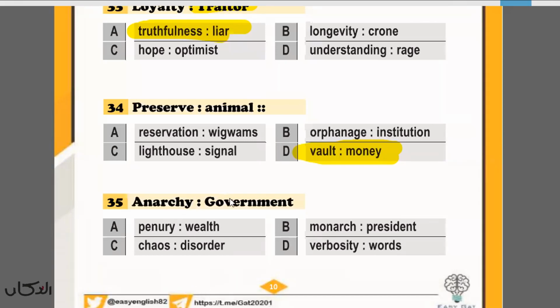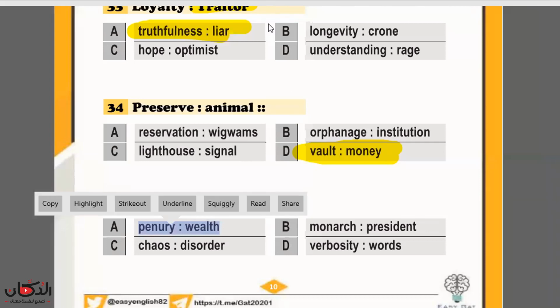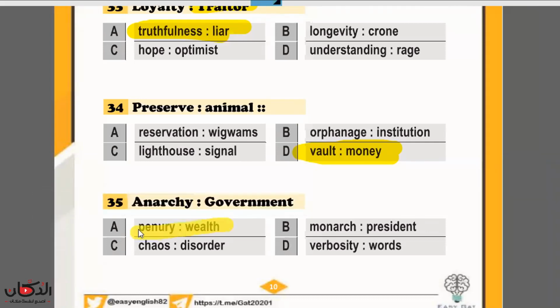So the answer now is what? The only answer here is the word that means being poor, but it's a noun. It's a state of being poor, very poor. Chaos and disorder are synonyms, so wrong. Monarch is a person, like a king. President is a person, and so on.